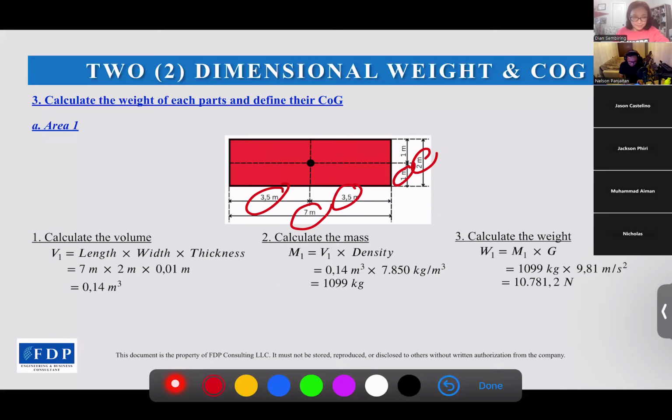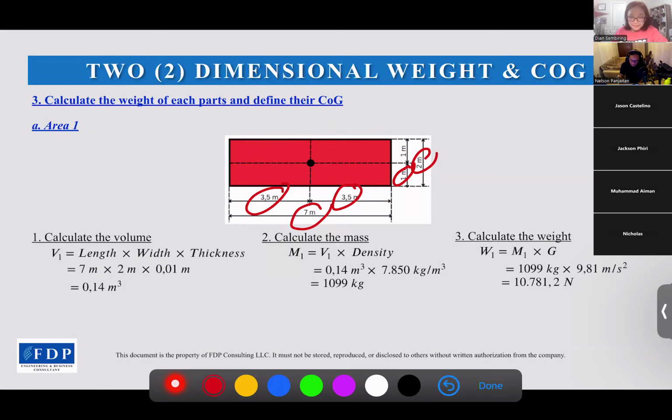COG location. First, calculate the volume: length times width times the thickness, 7 times 2 times 0.01 meters for the thickness. Then we get the volume is 0.14 cubic meters. And then the mass is volume times density. Because it's steel, the density is 7,850 kilograms per cubic meter. Then we get the mass is 1,099 kilograms.